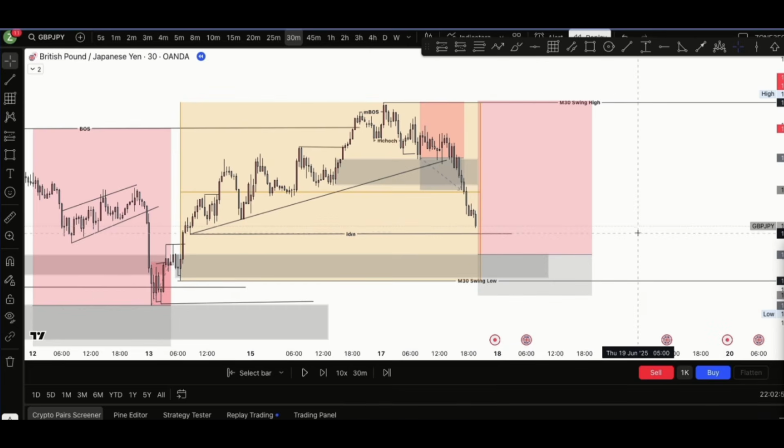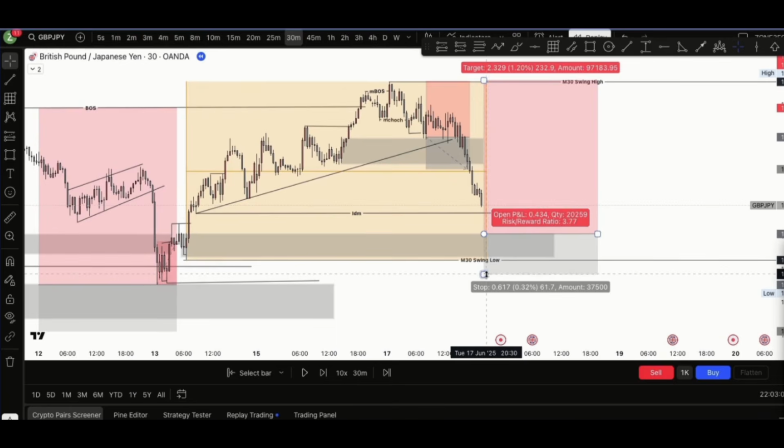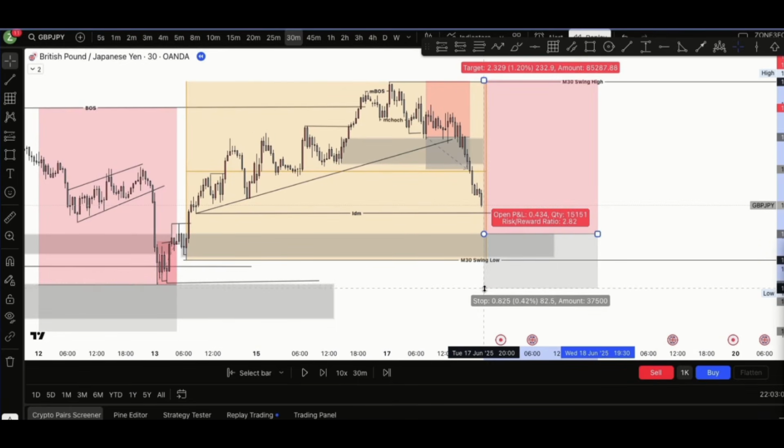If I want to be on the safest side, I can still target even here as my SL. But in that case, I will not get my risk to reward to be right. So I would rather target this here.